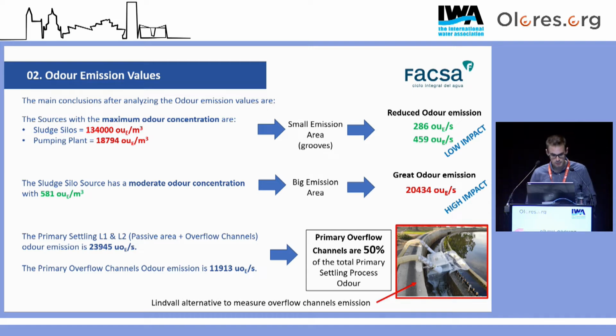And here in the part of the settling, we analyzed both line 1 and line 2 with the passive area plus the overflow channels, and we found that the odor emission was 23,945 odor units per second. But this was the total, and the primary overflow channels represented 50% of that emission. So it was very important to act over this part in particular.